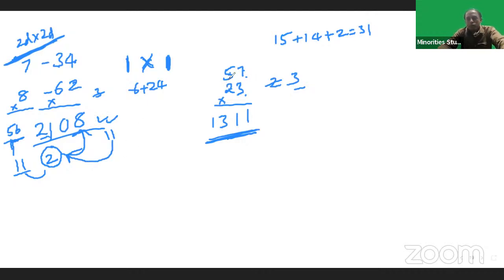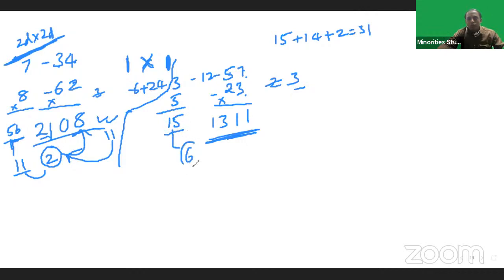Now here also, 57 into 23. With the digital sum method, check your answer. Is it right or wrong? 57: 5 plus 7 is 12. 12 is a two-digit number, so 1 plus 2 is 3. Now 23: 2 plus 3 is 5. Find the product of these two digital sums. 3 into 5, 15. Find the digital sum of 15.